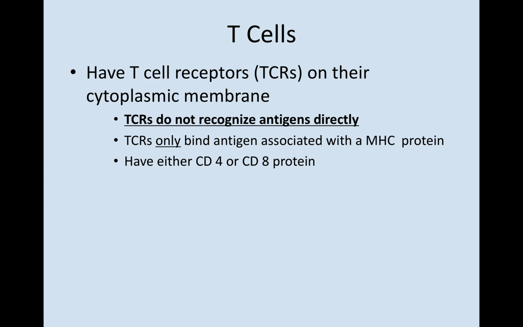T cells, or T lymphocytes, these cells originate in the bone marrow and they mature in the thymus. They have T cell receptors on their cytoplasmic membrane, and the T cell receptors do not recognize antigens directly. They need antigen presentation, and they need antigen presented on an MHC protein. Depending on the type of T cell, they have either CD4 or CD8 protein that interact with the MHC proteins.